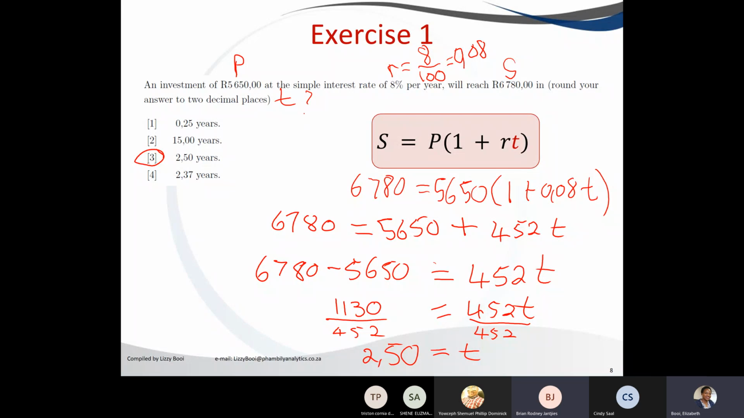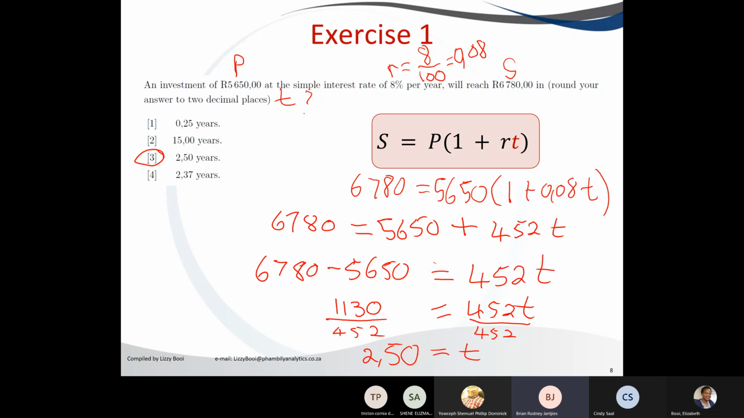The other way also works, that was the other one I was doing. Because 5650 is multiplying, we can divide this side by 5650 and also divide on the other side by 5650. Then on the other side you will be left with 1 plus 0.08, and you will need to remove the 1 by subtracting, and then you will divide by 0.08 as well. So it will still work out the same way.